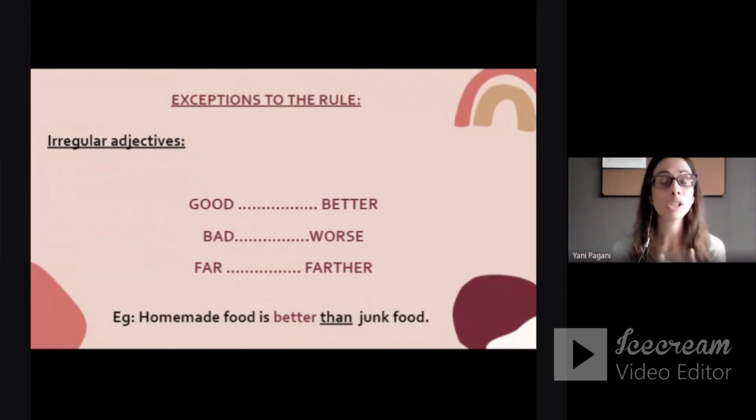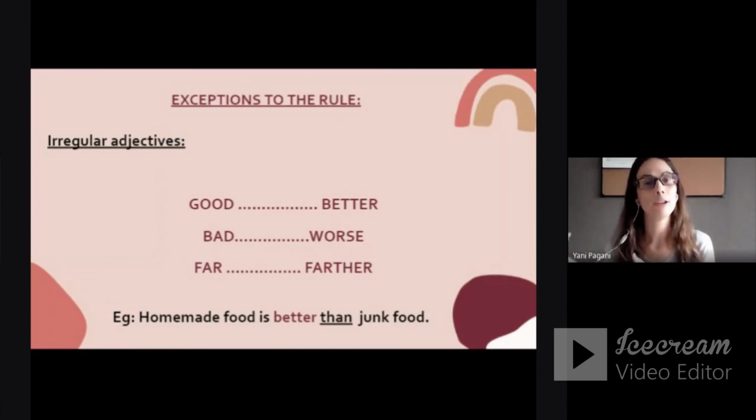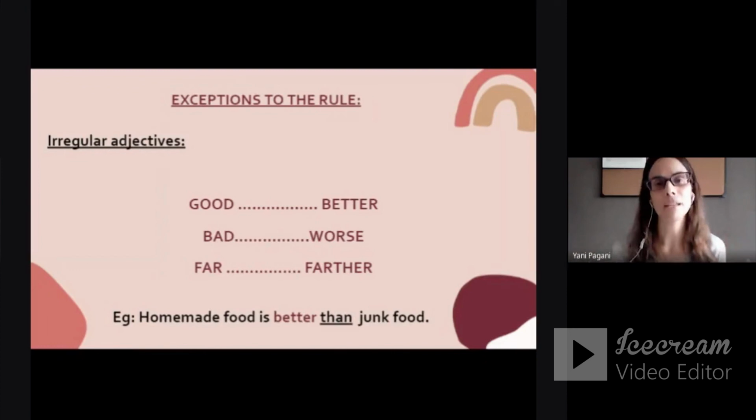So, if I want to make a comparative sentence comparing, for example, homemade food and junk food, I can say that homemade food is better than junk food. Yes, I don't say gooder, I say better, because this is the comparative form for good. Okay? So, let's move on.